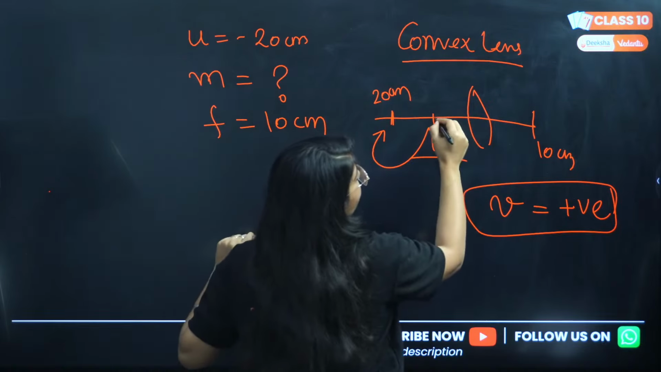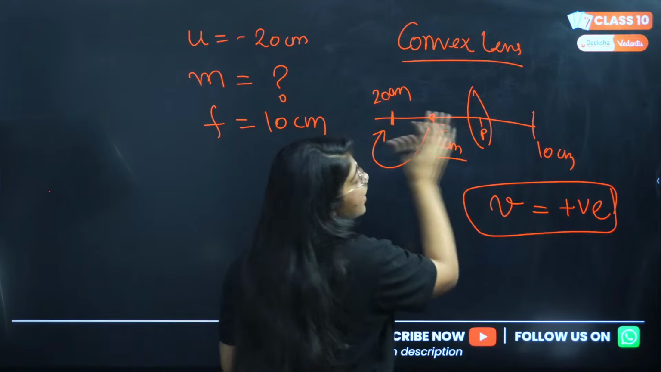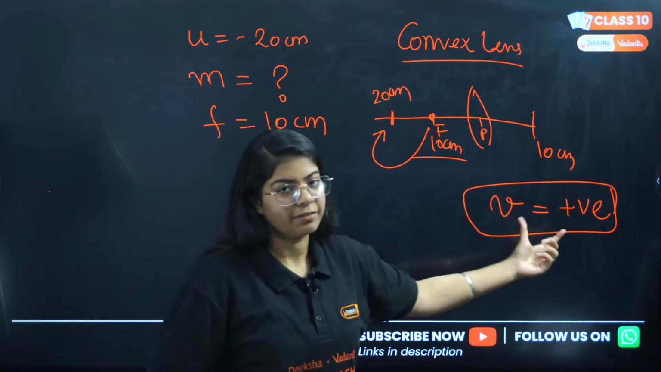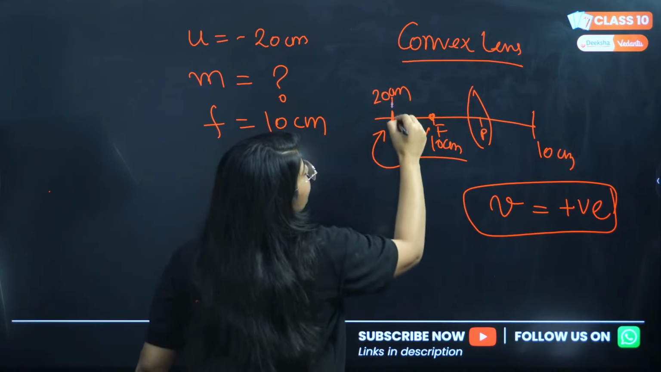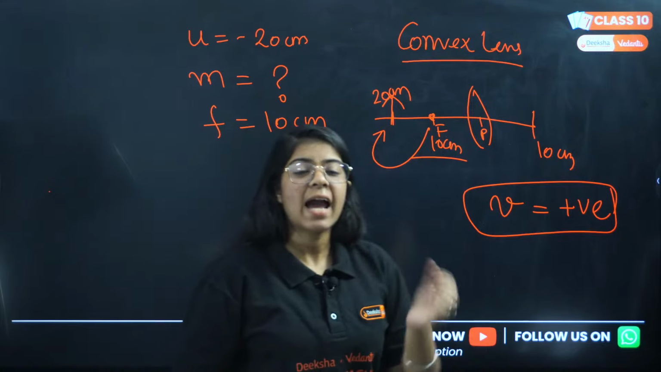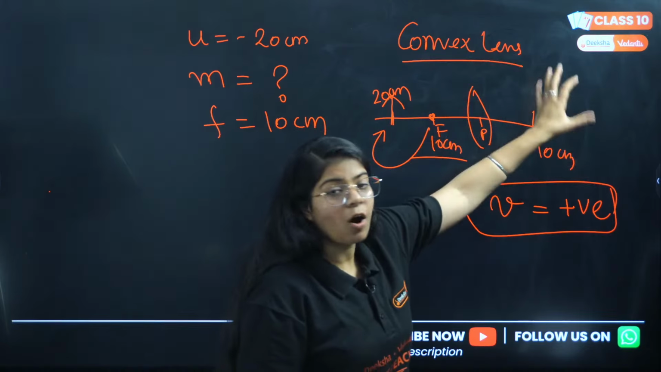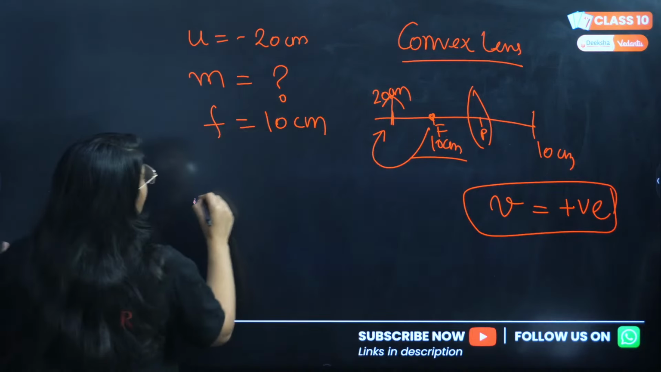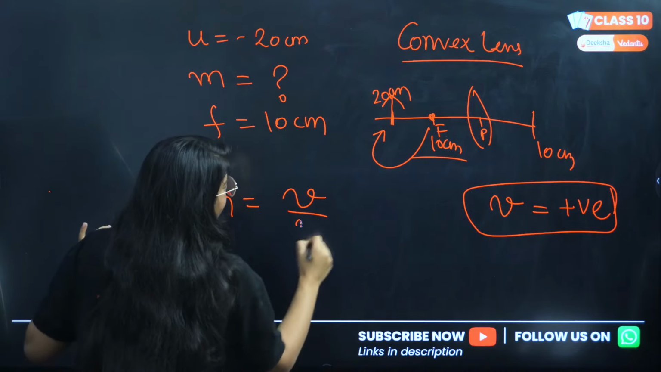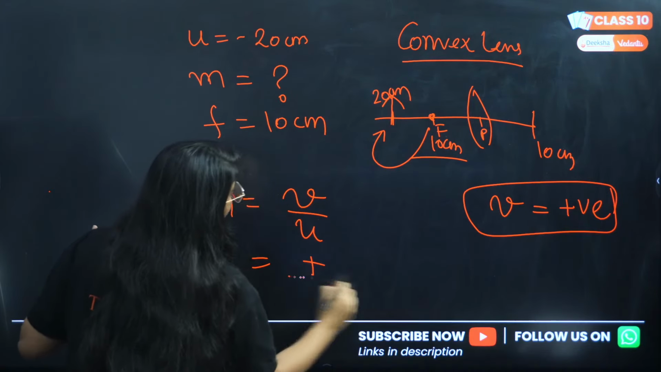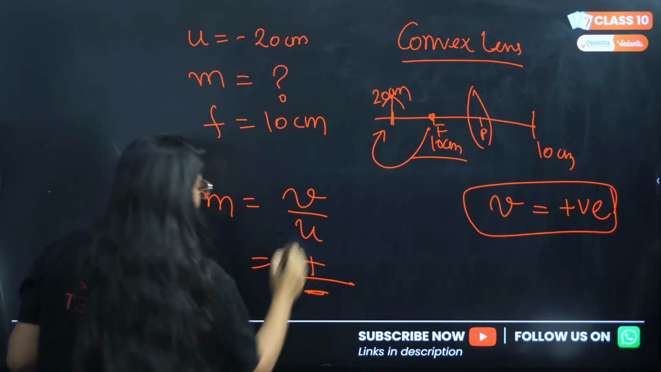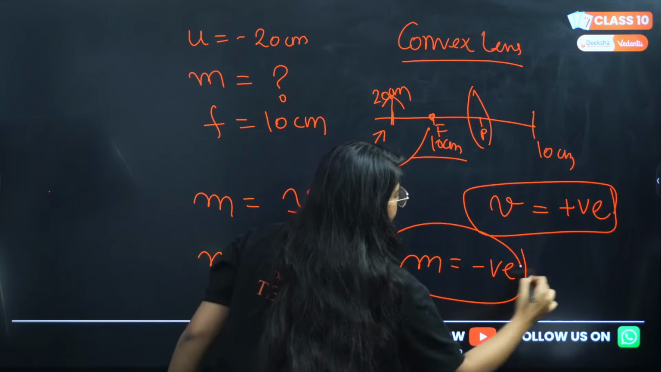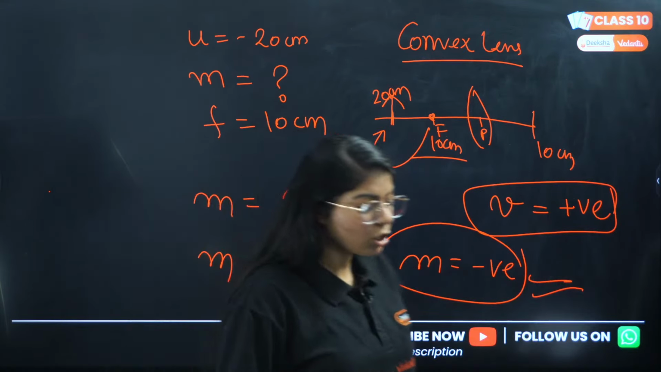If the object was between focal length and pole, then the image will be virtual, and if the image is virtual, v will be negative. But in this case, the object is beyond F, or we can say at the center of curvature, so the image will be formed on this side of the lens and its sign will be positive. So I have the signs. This is v by u. v is positive, u on the other hand is negative. So from this we can say that the sign of magnification will be negative. Correct? Understood?